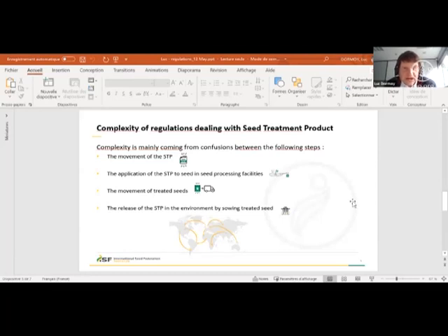And in fact, often we are facing a complexity of the regulation because these four steps are not well addressed, and there is confusion between these four steps.